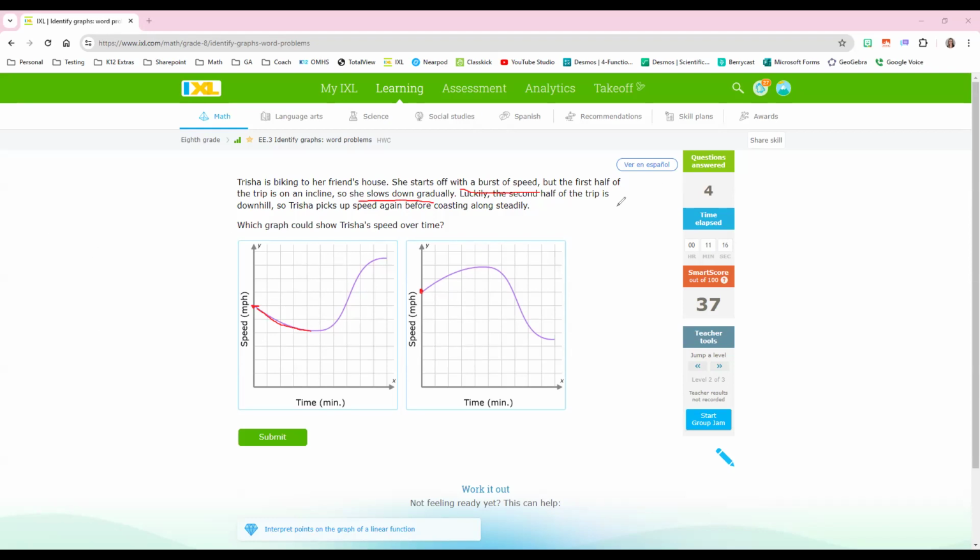And then it says the second half of the trip is downhill. So she picks up speed again. Now she's going downhill, which means she's actually going faster and faster. So her speed is up. And then it says she coasts steadily. So it looks like right here is where she's starting to coast. So this first one is an appropriate match because it was focused on speed, not on distance. So that's why this is the better match.